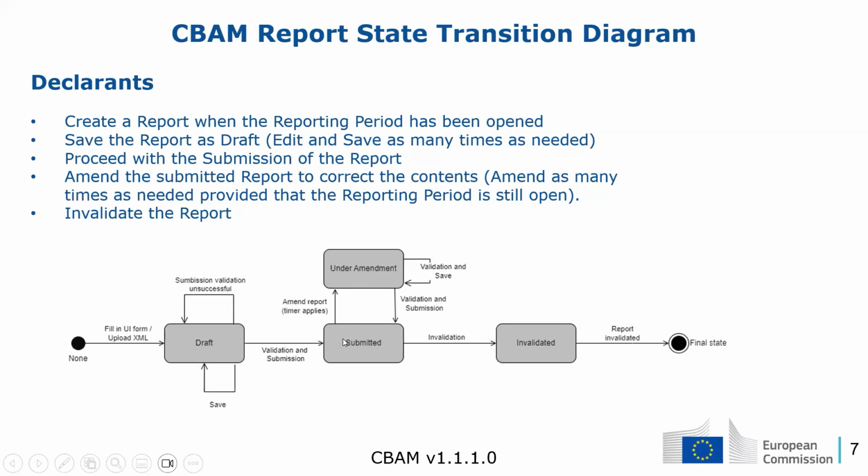Now, as you can see here from the submitted state, we go to the under amendment state, we validate and save our report, and then we submit our report again. As long as the reporting period is still open, we can also invalidate our report so that we can maybe create a new report instead of this one. The invalidated state is final and there are no other actions to do in this report. So take a look at this, and maybe we can continue.